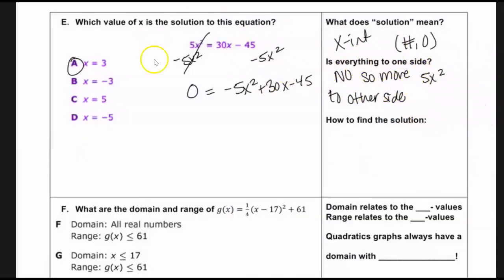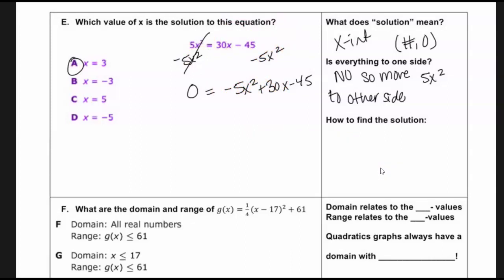And everything was not moved to one side, so we have to move the 5x squared to the other side. And remember, when you move one side to the other, you have to change signs. So this positive 5x squared, different side, different sign. So it becomes negative 5x squared. And it can't combine with anything.